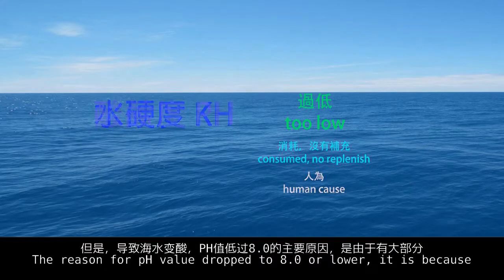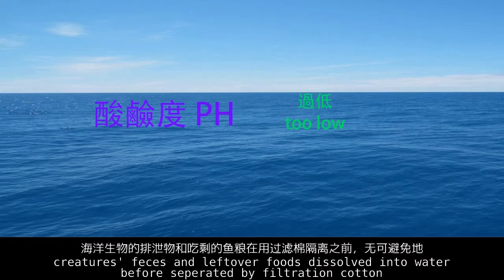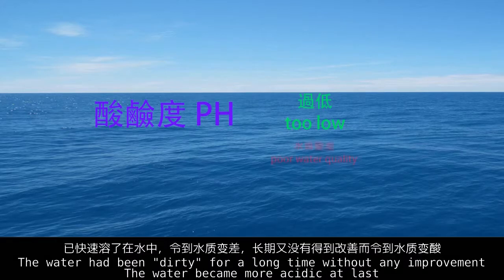As for the reasons the pH value dropped to 8 or lower: it is because creatures' fins and leftover foods dissolved into water before being separated by the filtration coating. The water had been dirtied for a long time without any improvement. The water became more acidic at last.